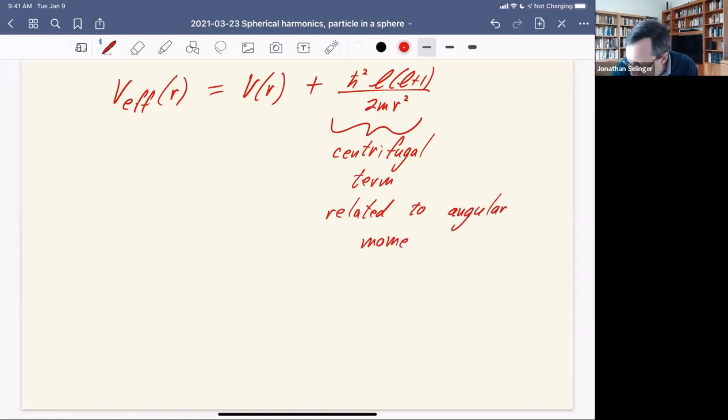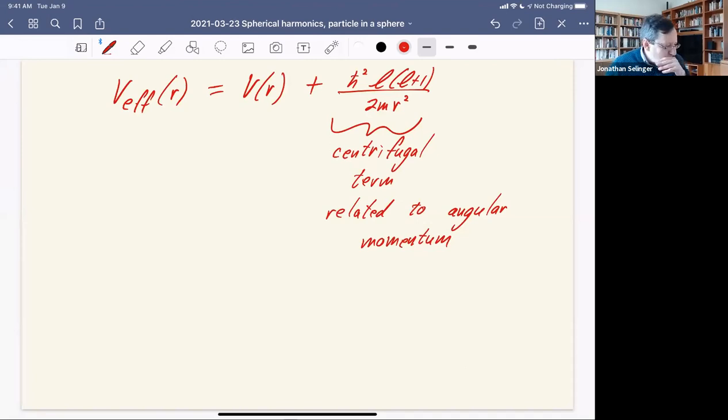And indeed, we're going to be getting to angular momentum in a few days. And so this is sort of a preview of that point, right? That the L quantum number, you can remember, is related to angular momentum. And it's doing the same kind of thing here in the radial equation as you might be accustomed to in classical mechanics.